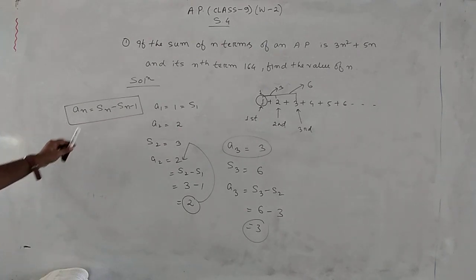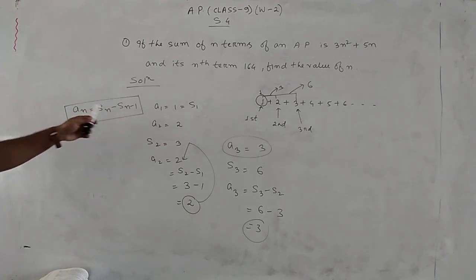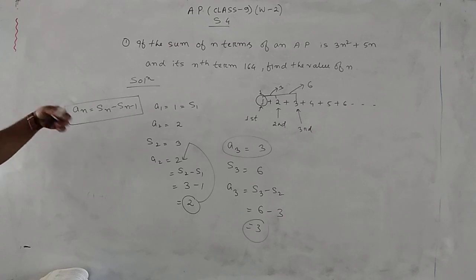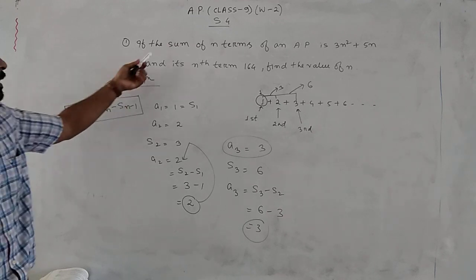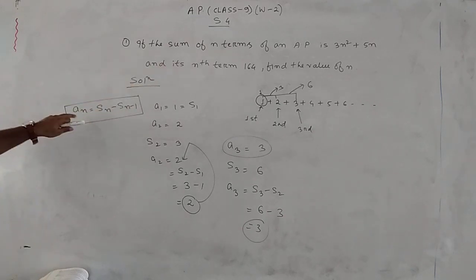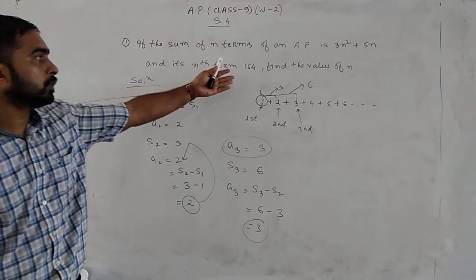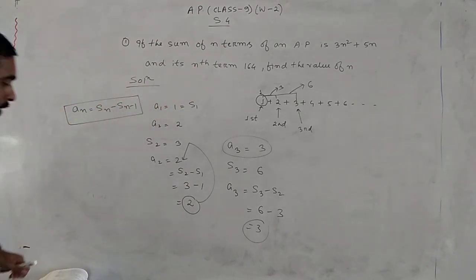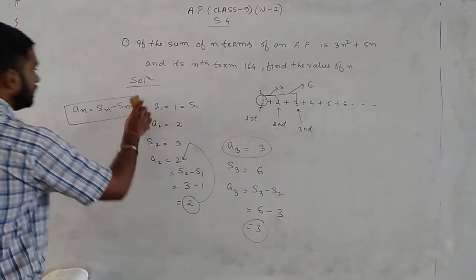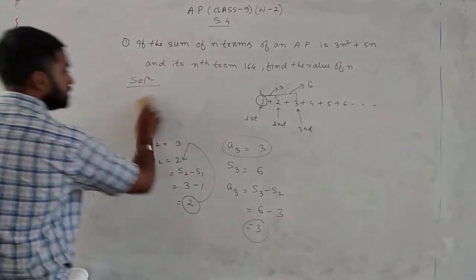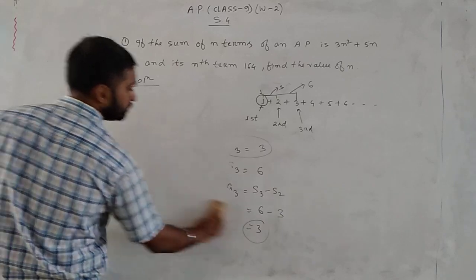So here in this question Sn is given and the value of An is given. So from the given Sn, we have to find out An, and then the value of An is given as 164. Then we replace it, and we will get the value of n. Yes. Now see how you solve this one.